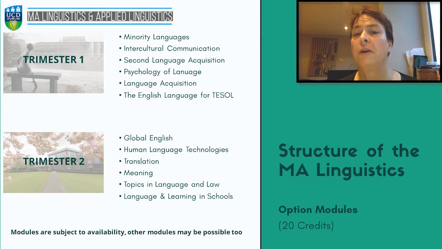We also offer a number of option modules. So you can see that in the first semester, we offer a range of option modules, such as minority languages, intercultural communication, language acquisition. In the second semester, you can take option modules such as global English, translation, topics in language and law. Students typically take 2 or 3 of these option modules, depending on their specific interests.